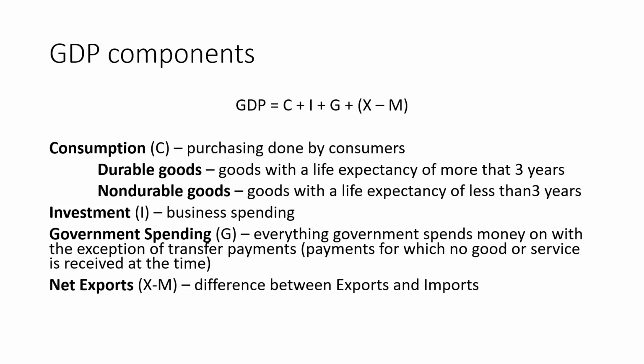And G stands for government spending. Government spending includes everything the government spends money on, with one very large exception, and those are transfer payments. Transfer payments are payments for which no good or service is received at the time. For example, Social Security payments are transfer payments.